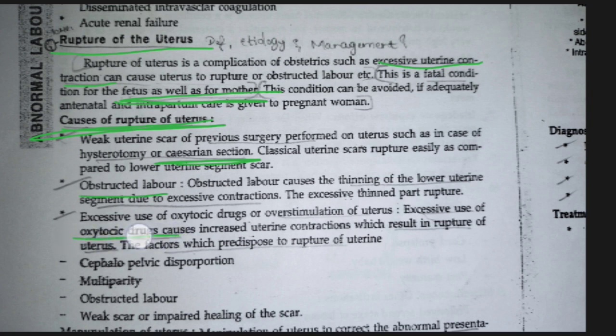And excessive use of drugs. If the delivery is not progressing properly, then oxytocin will be introduced. If it is introduced in an excessive amount, then the uterine contractions will be excessive. CPD, multiple pregnancy, that is twin babies or more, weak scars, malposition, malpresentation. These are the causes of rupture of uterus.